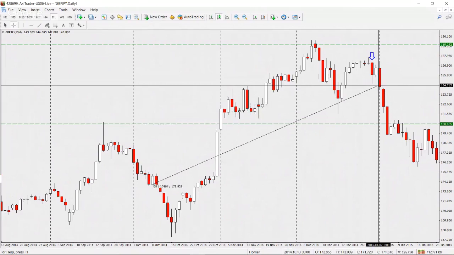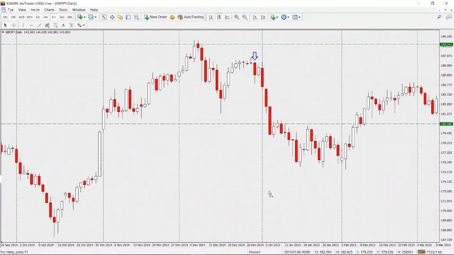Now the next level might be down here. That's about 1,000 or 1,100 pips, and it doesn't quite get down there to that one. Yeah. So there you go.